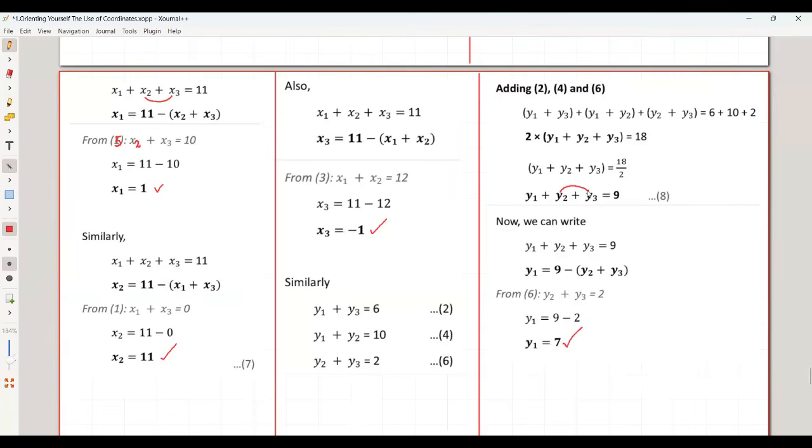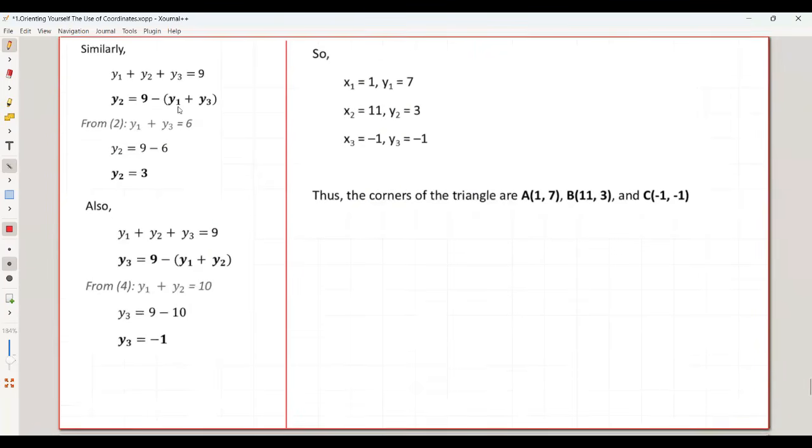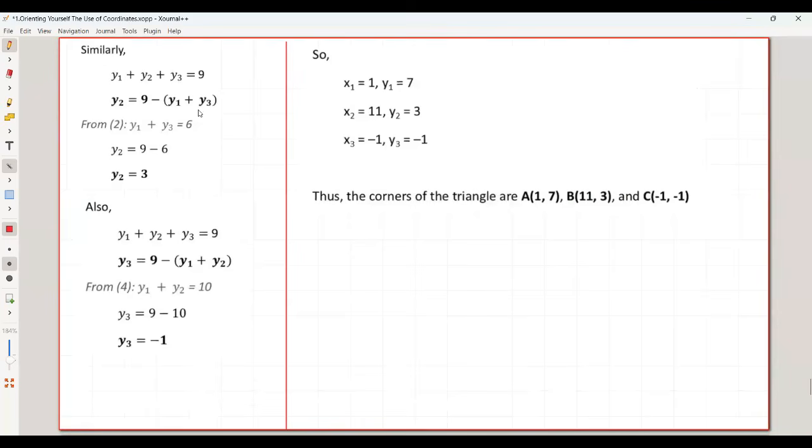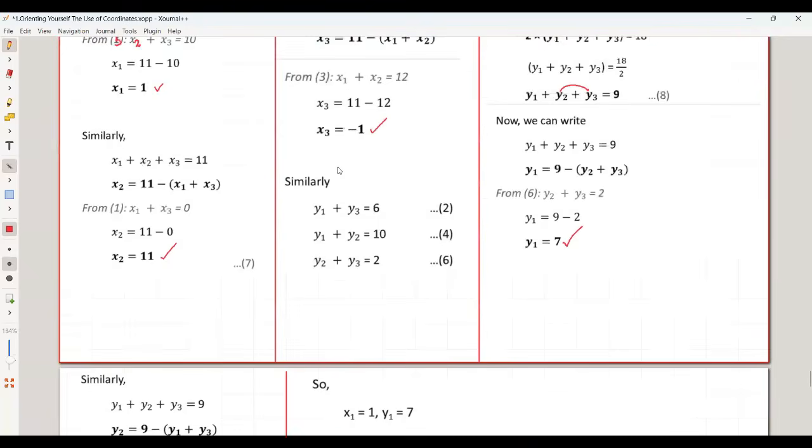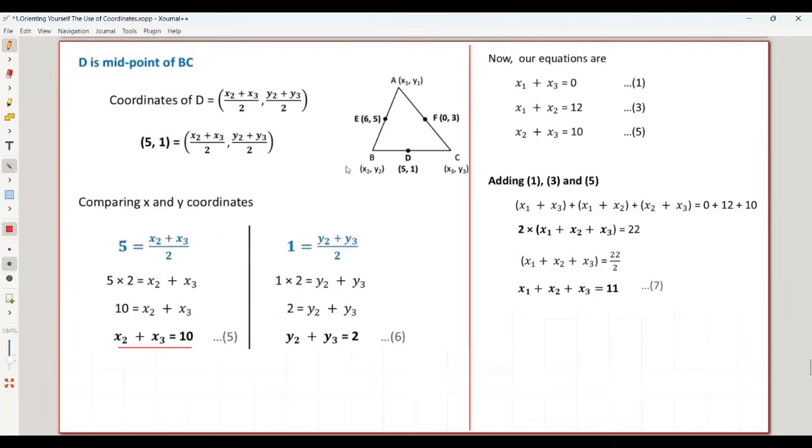Next, keep y2 this side. Just take y1 plus y3 to the next side and apply the value for y1 plus y3. That is given as 6. 9 minus 6 is 3. Now for finding y3, keep y3 this side. Just take y1 plus y2 to the next side and apply the value for y1 plus y2. That is 10. 9 minus 10 is 1. We got all the points: x1, y1, x2, y2, x3, y3. So this is the lengthy process. Try to understand how we are applying the midpoint formula.